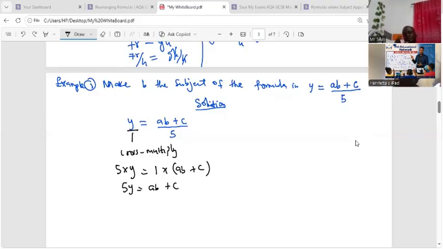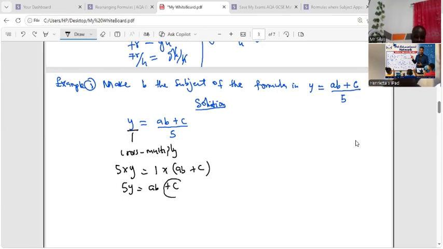So our aim is to make B to be alone. So the first thing we're going to do is to remove C from where it is. So what do we do to remove C from the right hand side? To remove this C from here, we'll take away C from both sides. So we'll take away C here and also take away C from this side too, okay? So that will give us 5y take away C, right? Equal to AB, isn't it?